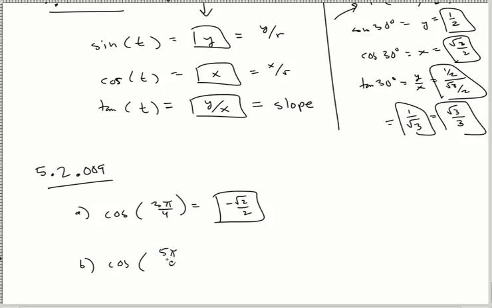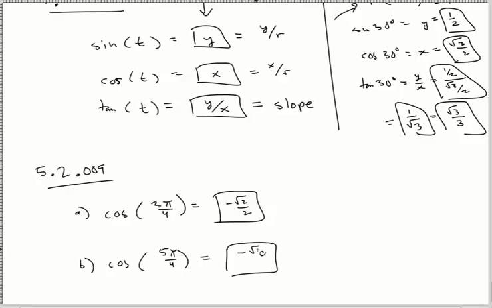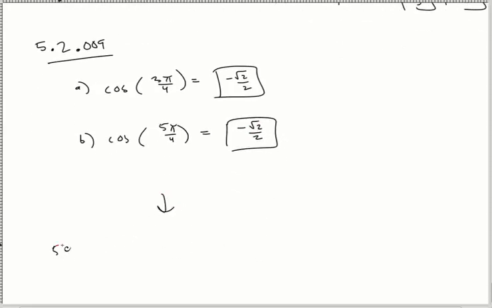Cosine at 5 pi over 4. Again, the x value at 5 pi over 4. 5 pi over 4 right there. They want the x value because it's cosine. So, negative square root 2 over 2 again. Okay. And so on and so forth. There's more to it.